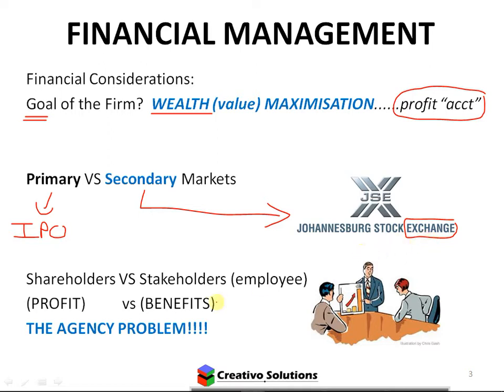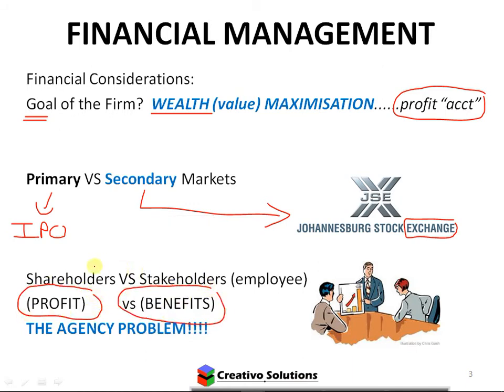Okay. Then you've got shareholders and stakeholders. What's the difference? Correct. And what do they want? They want benefits. Do you agree? Okay. Stakeholders want benefits. Shareholders want profit. Okay, so there's a difference in terms of, let's say, focus. Right, the focus is slightly different.